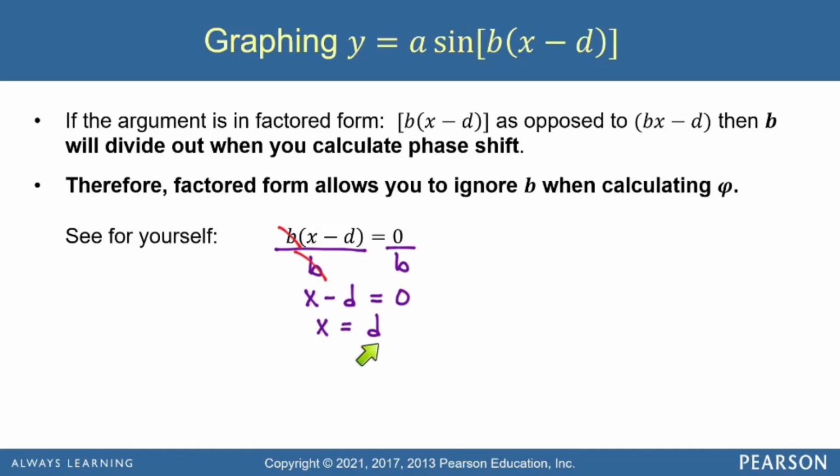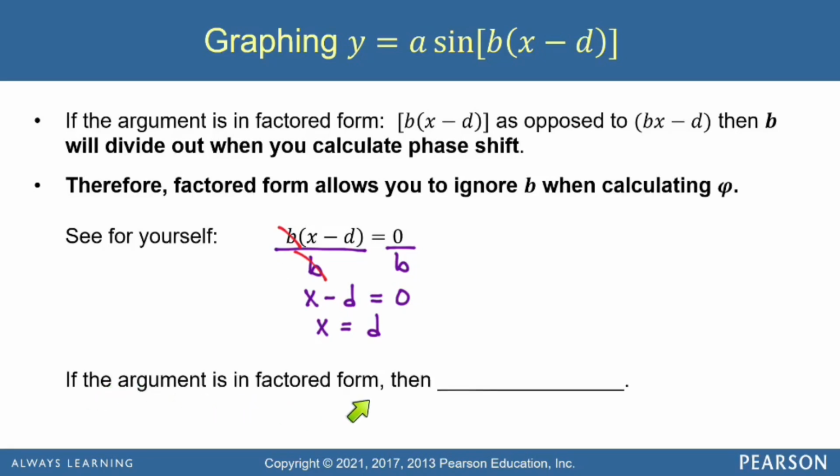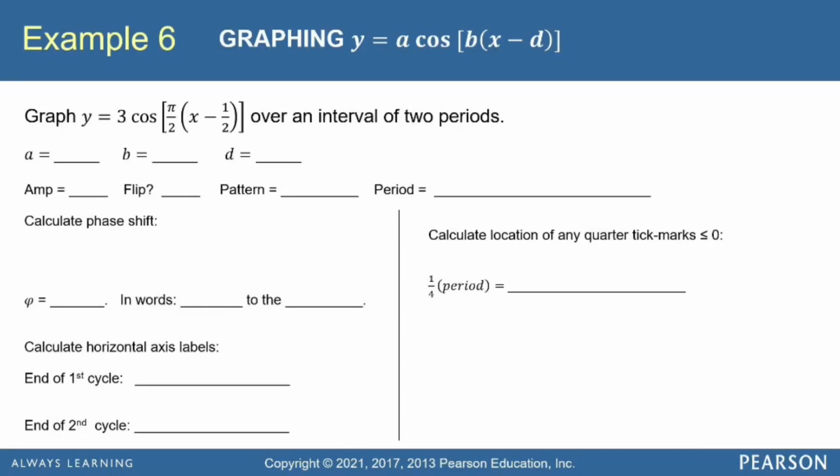And then when you add d to both sides, you can see that the phase shift is d. And the b has nothing to do with the phase shift in this case because it divided out in the first step. So we can say that if the argument is in factored form, then phi will equal whatever number is in the d position. But b still will have an effect on your graph because the period still equals 2 pi over b as it always has. So here is example 6.